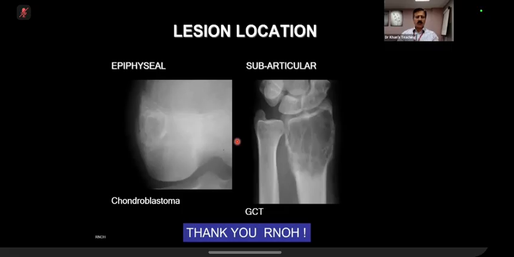Now, this is an example, and you can see that there is a lesion in the epiphysis. This is a young patient, and you can see marginal sclerosis. And because the epiphysis is not closed, it's a chondroblastoma. On the other hand, look at this lesion, and it again goes to the epiphysis, and it is subarticular, and this one is a giant cell tumor.